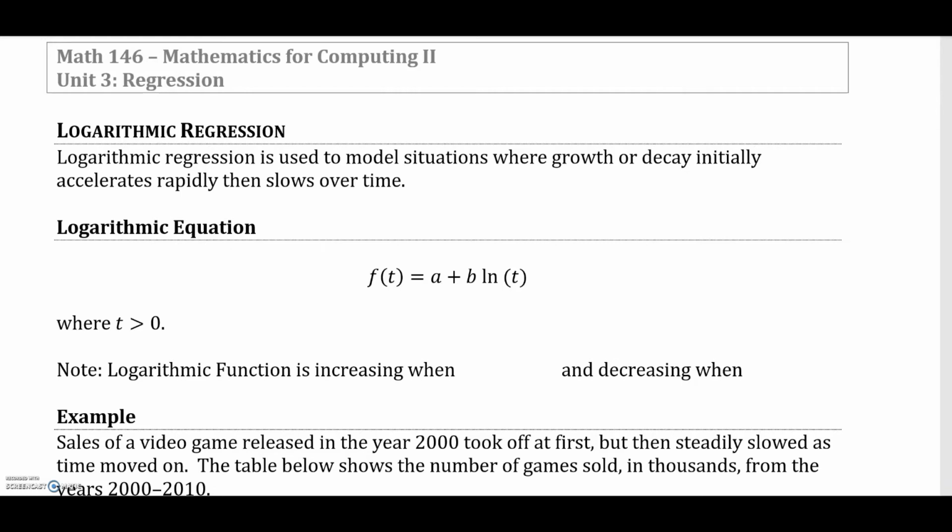Here we know that t must be greater than 0, and our logarithmic function is increasing when b is greater than 0 and decreasing when b is less than 0. And we know that a is our initial value and b cannot equal 0 because it won't be a logarithmic function. Let's look at an example that requires logarithmic regression.